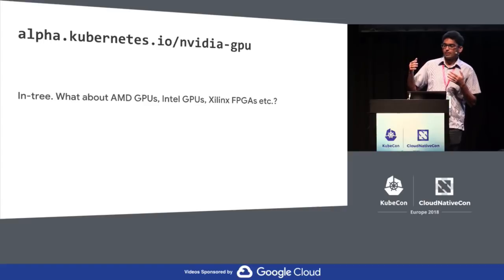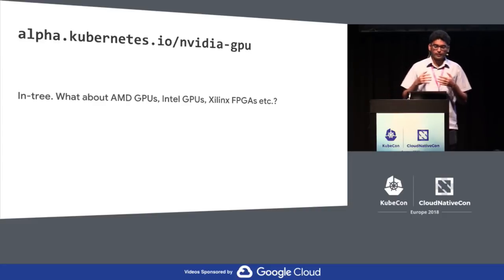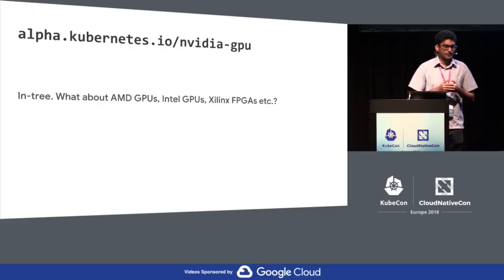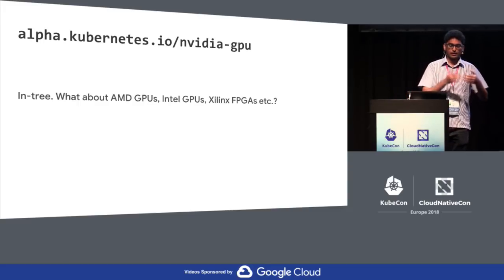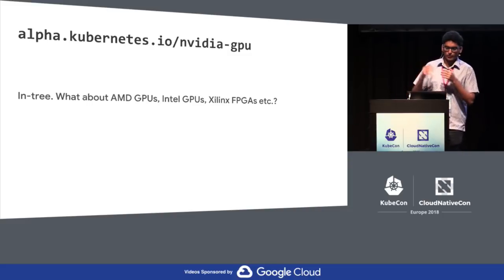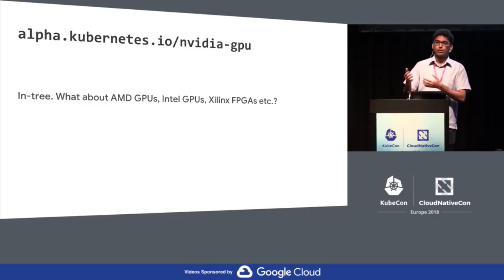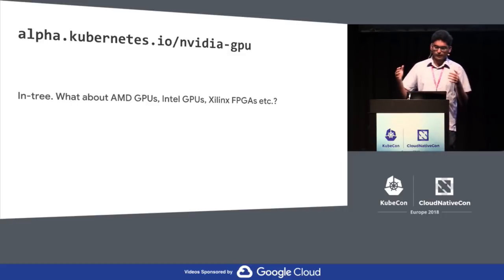There were some other things which were undesirable about this approach. This support for NVIDIA GPUs was in tree. It was part of the Kubernetes core code base. And that's not ideal, because what happens when other vendors want support for their devices in Kubernetes, right? We cannot continue expanding the Kubernetes code base to support all these things, right? We cannot add AMD GPUs, Intel GPUs, Xilinx FPGAs, and so on. At the same time, we also cannot play favorites to a particular vendor, because Kubernetes is open source software and supposed to work well with everything.